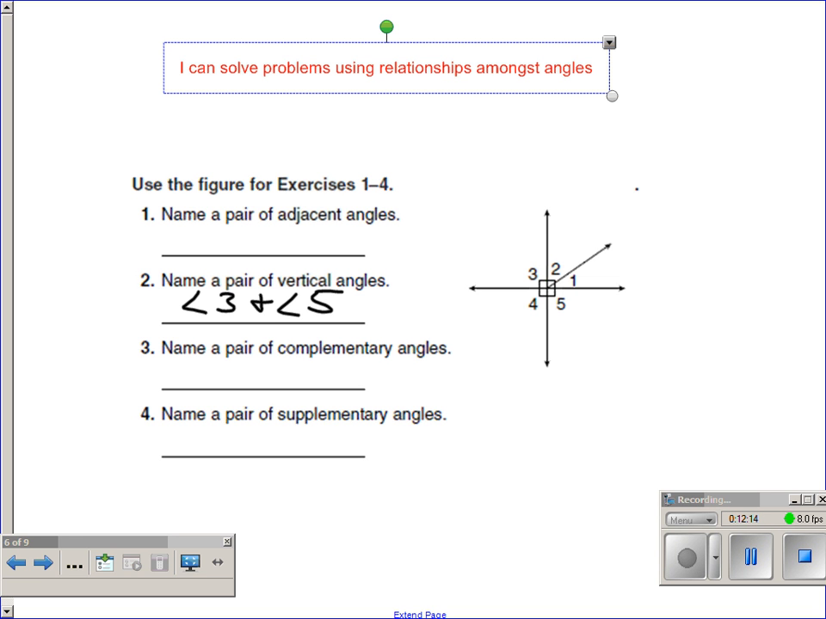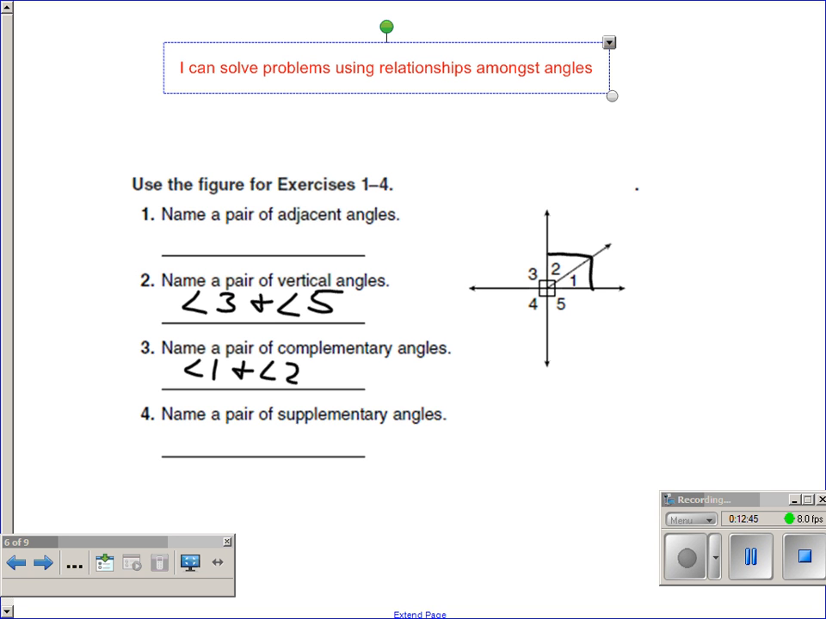Okay. Now, can we name a pair of complementary angles? I gave it to you earlier if you're listening. Complementary angles add up to what? 90 degrees. So what two angles put together would add up to 90 degrees? Angle 1 and angle 2. Right here, these two added together will make exactly 90 degrees.